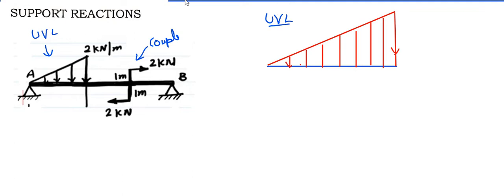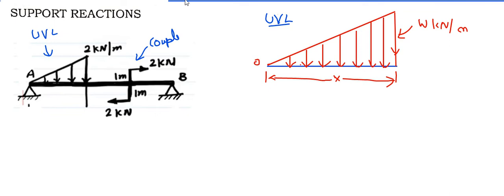Okay, and if this triangle has, let's say, length x meters and the maximum load is given as W kilonewton or Newton per meter, you should know that here the load is actually 0 and it is increasing gradually to W kilonewton at this point. This is the maximum load and this is the 0 load. Actually this is 0 kilonewton and that is W kilonewton per meter, but we will not write it as 0, we will just know it.